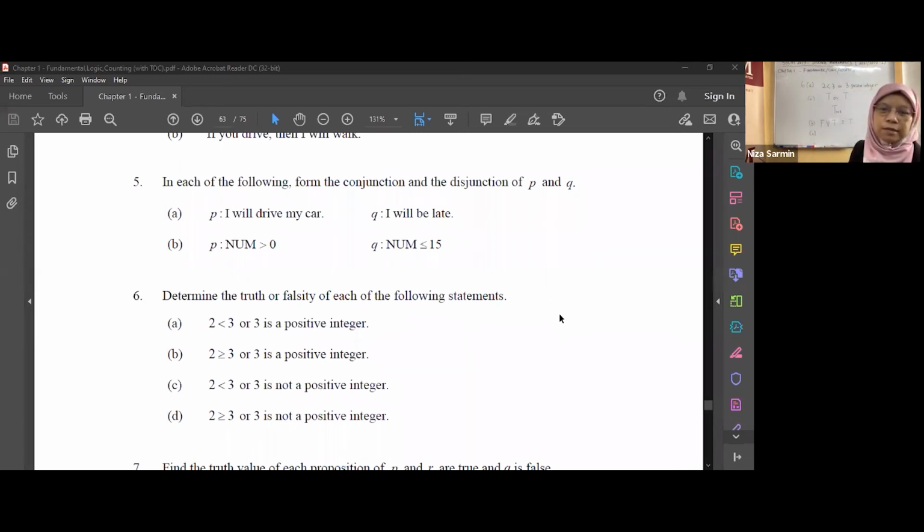Okay, C. 2 is less than 3, true, or 3 is not a positive integer, false. True or false becomes true, because there is one true. And the last one, false, false, false. Right? Okay. We're done with number 6.